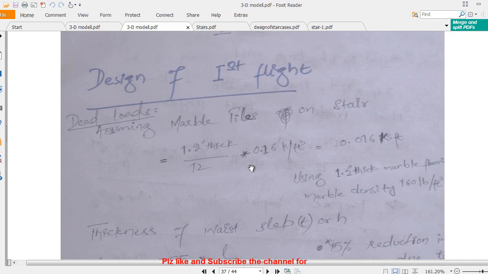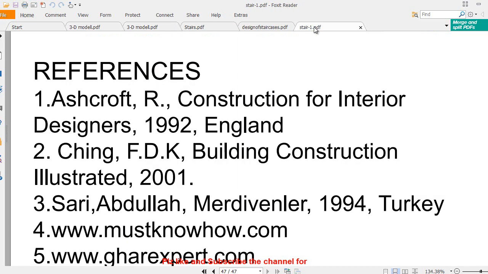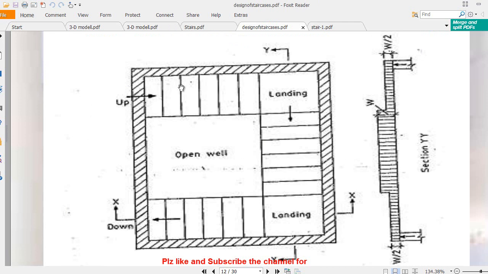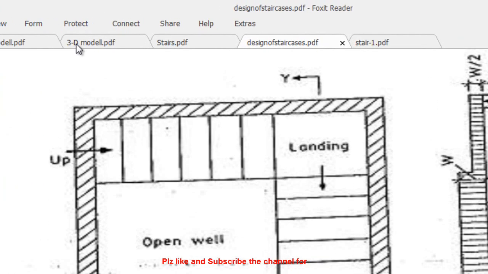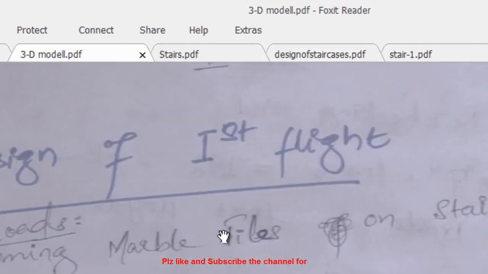So here we are assuming marble tiles. As you all know, on stairs we provide different types of materials. There may be mosaic, there may be marble, there may be different tiles. But here I am assuming marble, so I assume the thickness of marble is 1.2 inch. So you take the thickness divided by 12 times the density of that material, and the density of marble is around 130 to 140 psf, pcf, pounds per cubic foot.